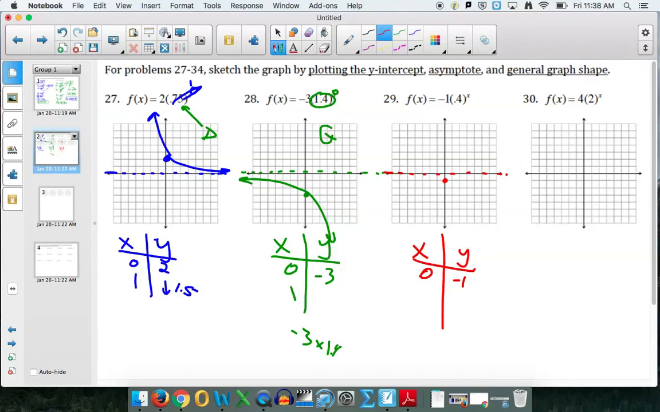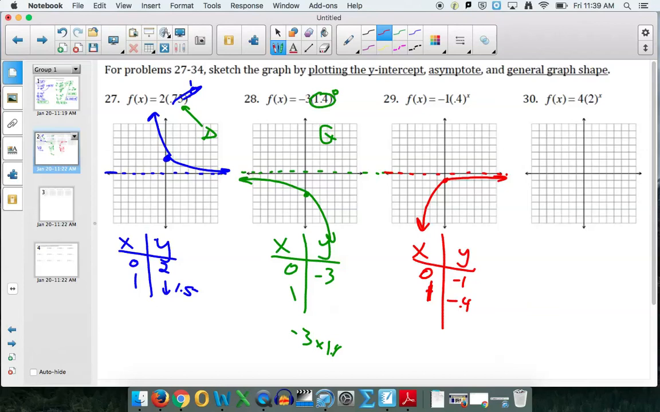Because of that 0.4, this is decay, which means this is going to level off on that right side. In fact, negative 1 times 0.4, actually positive 1, negative 1 times 0.4 is negative 0.4. So we get closer to that x-axis, which means that on the left side, this is going to drop down to negative infinity.